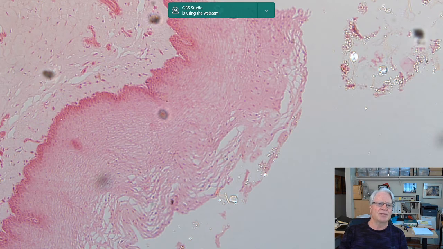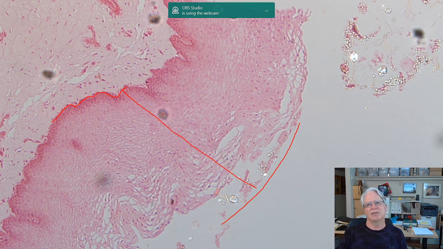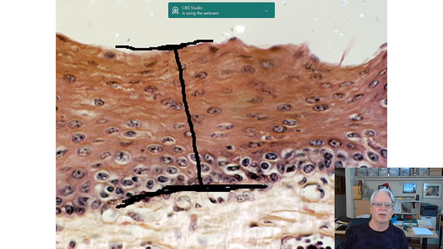Okay, so here it is. This is the edge. This is where my basement membrane would be. And here's the outer surface. And we get this great big thick layer of tissue. That's what you're going to look for, that thickness of tissue as you go through and look at slides. And that's going to tell you that that is stratified squamous epithelium.